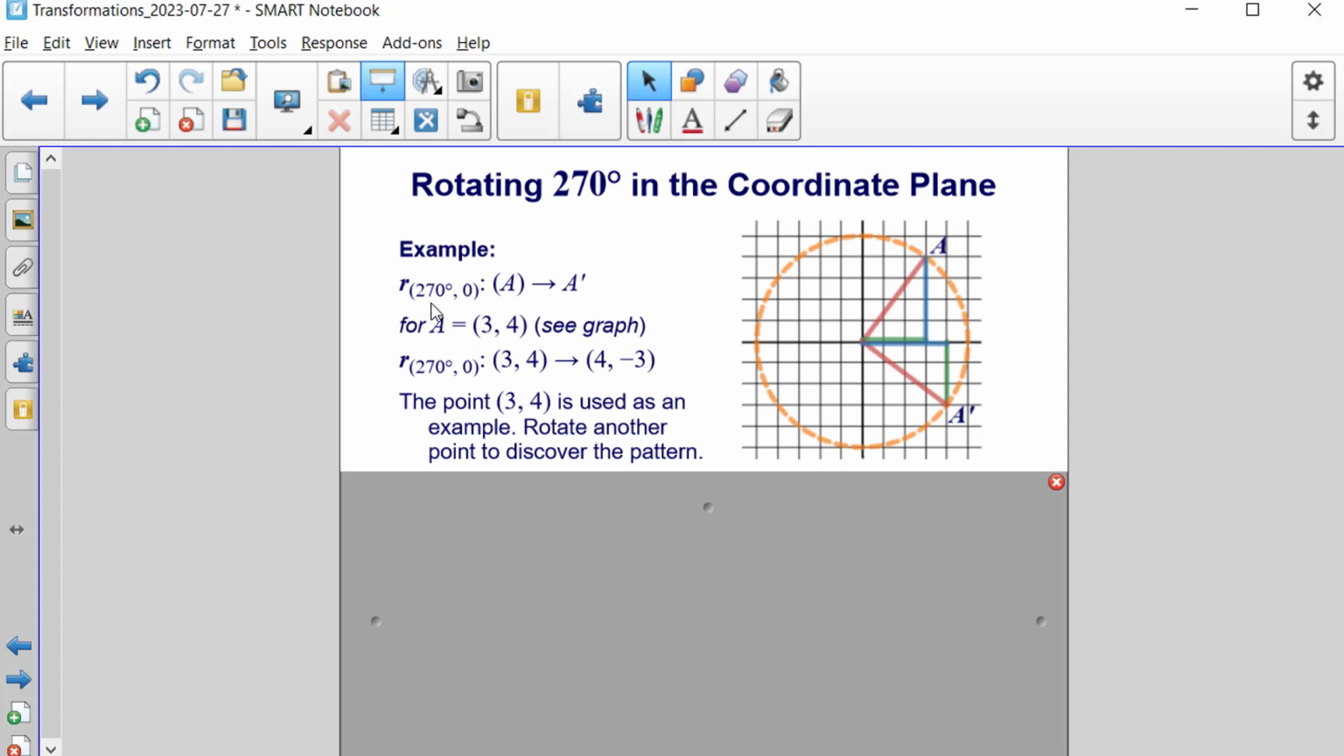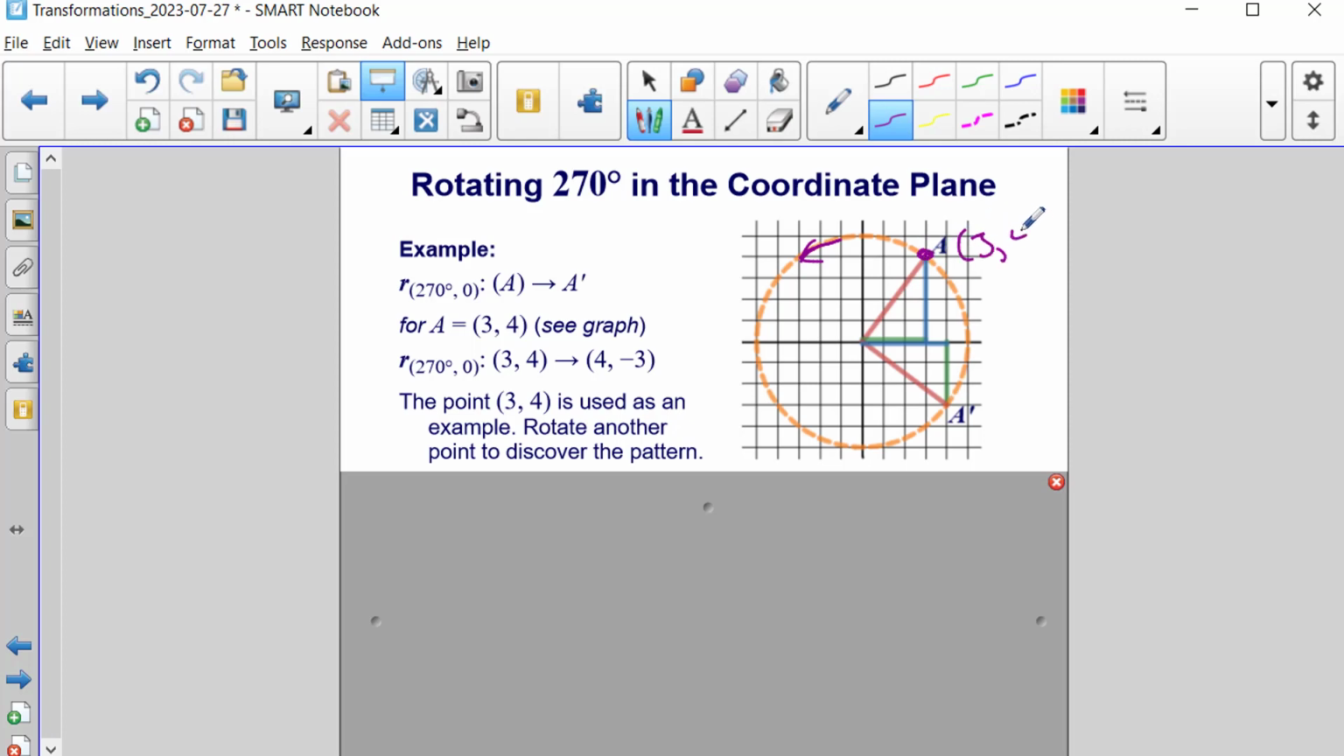So if we have a rotation of 270 degrees about the origin of point A, we end up going, again, counterclockwise. 270 degrees will bring us right here to A prime. The coordinates of point A are 3, 4. And after this 270 degree rotation about the origin, point A prime becomes 4, negative 3. Let's try another point. Let's use this point right here. This is 5, 1.